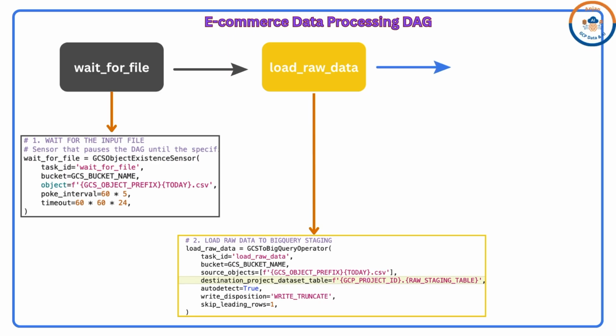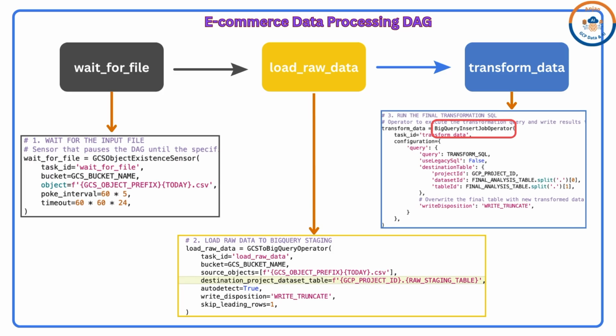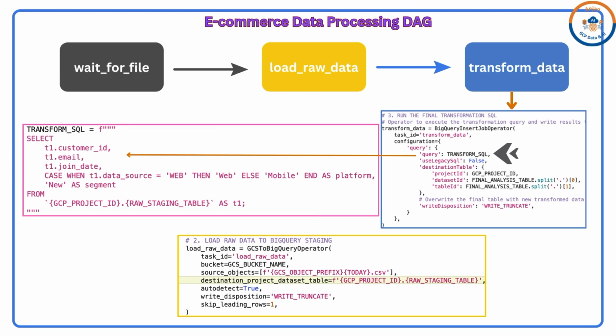The final step is running our transformation logic. We want to clean the data and derive a new field called platform from the existing data source column. We use the BigQuery insert job operator to execute a raw SQL. The power here is that the transformation happens inside BigQuery, taking advantage of its immense processing power, entirely separate from the Composer workers. The SQL itself is a simple one. We use a CASE statement to map the raw source data into clean platform names and assign a default segment.